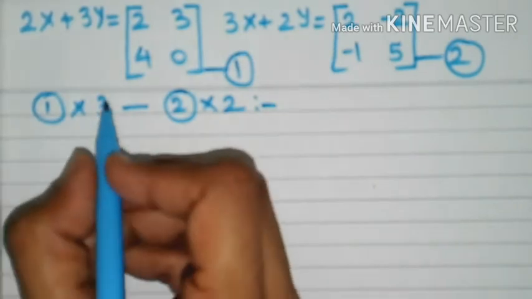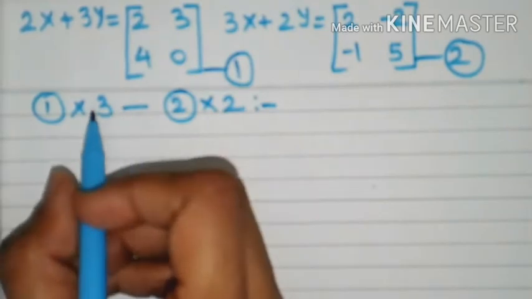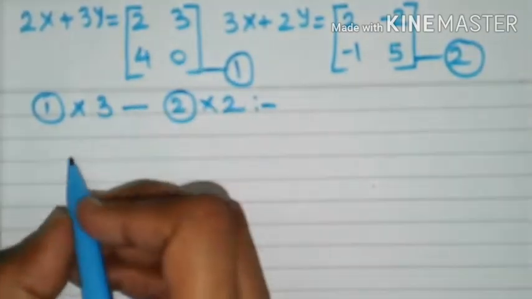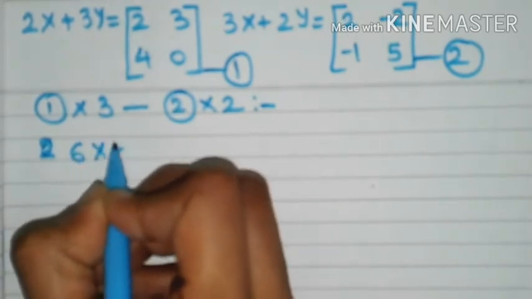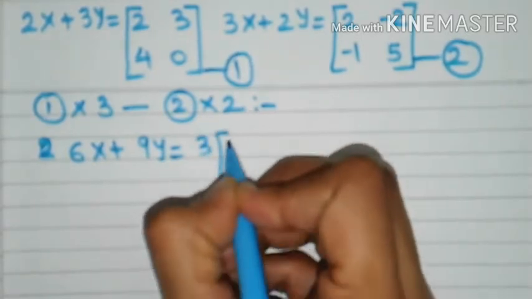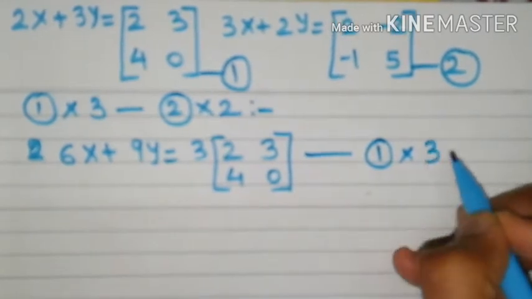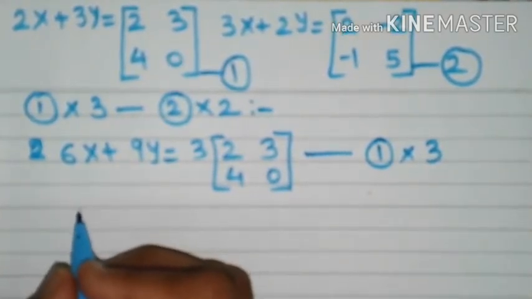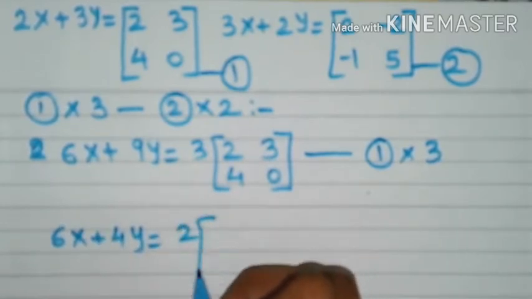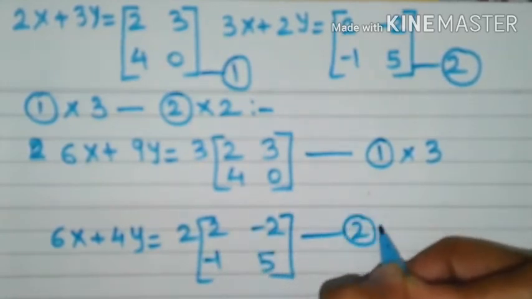Please be very careful while multiplying the entire equation by 3 and 2. Let us not forget to multiply 3 to every variable here. So I will get 6x plus 9y is equal to 3 times [2, 3, 4, 0]. So this will be equation 1 multiplied by 3. Now let me multiply equation 2 by 2. So I will get 6x plus 4y is equal to 2 into this matrix. So this is nothing but equation 2 multiplied by 2.